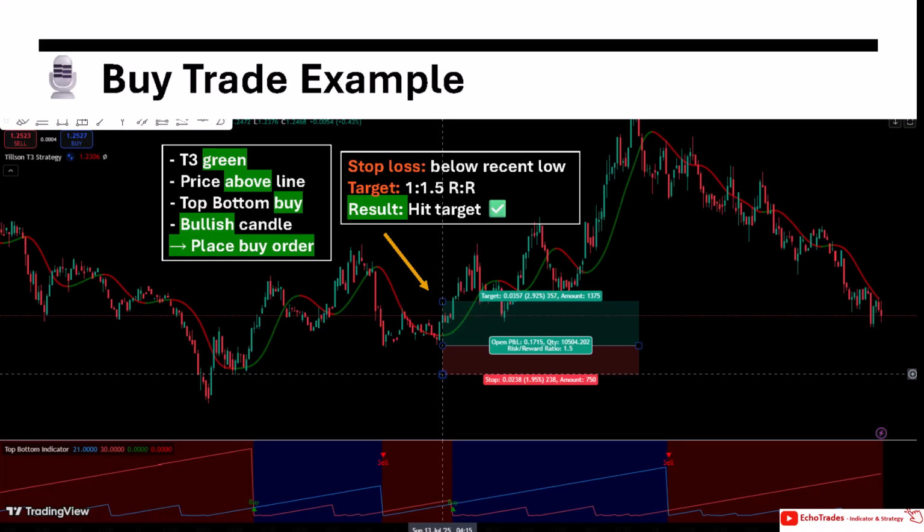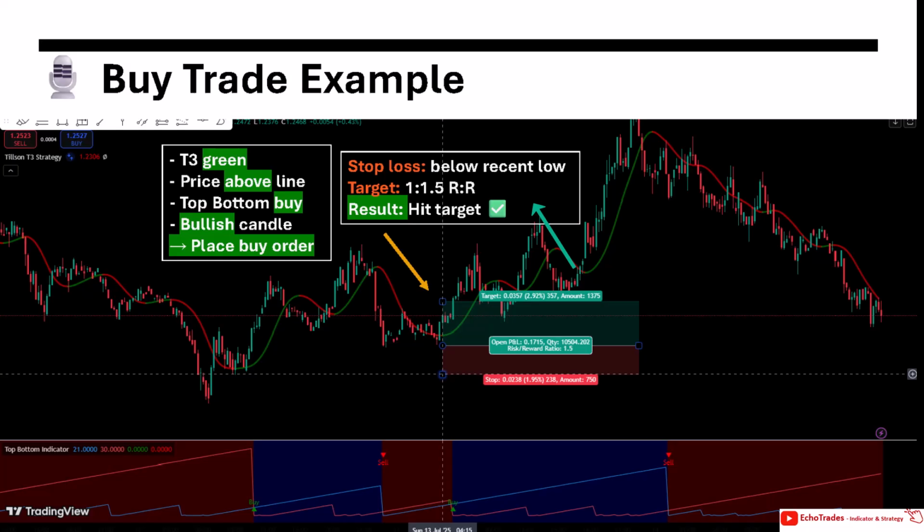Absolutely. Let's imagine we're looking at, say, a gold chart on the 15-minute time frame. Okay, gold 15 minute. For a buy. You see the T3 line flick green, price pops above it. You glance down, and the top-bottom indicator flashes a buy signal. Then you see a nice strong bullish candle close right there. All checks pass. Yep. So you'd place your buy order. Your stop loss would go just below the recent swing low to protect yourself. Sensible.